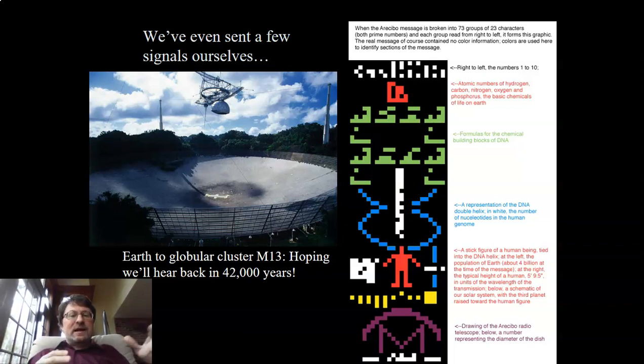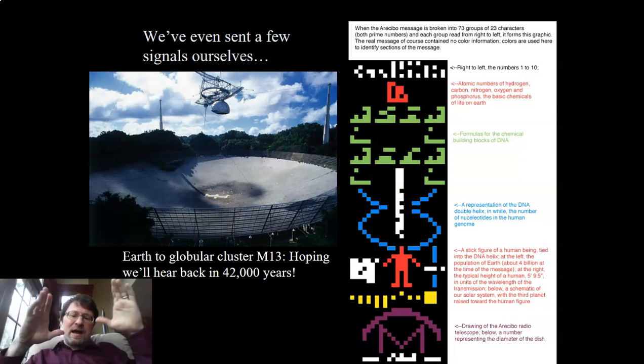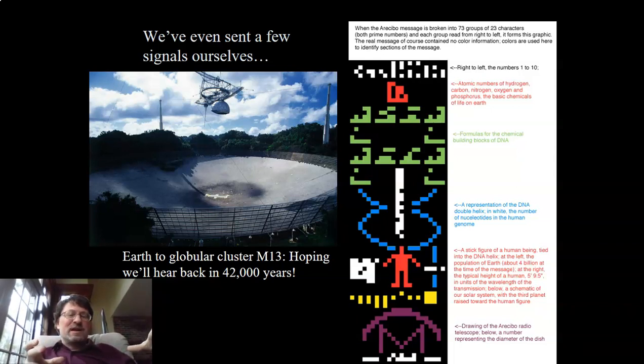The idea is that if there were some civilization on the other end to pick up this signal, they would have to figure out how to put it into a rectangle. That hopefully wouldn't be too hard. 23 and 73, those are prime numbers. And so you could try different combinations of numbers for width and height until something snapped into place and you notice, oh, those are prime numbers. This must be somebody smart that's communicating with us here.